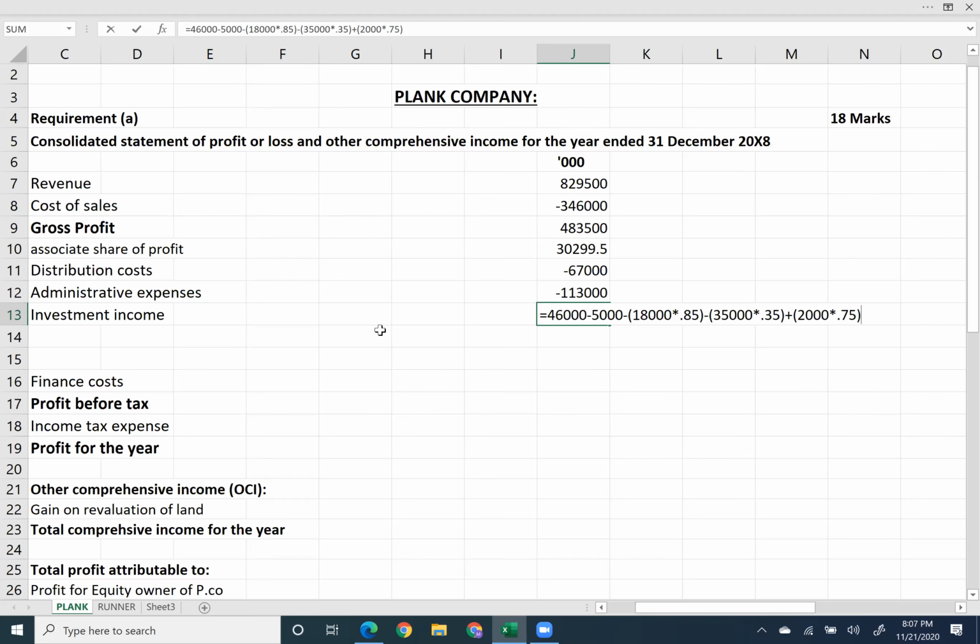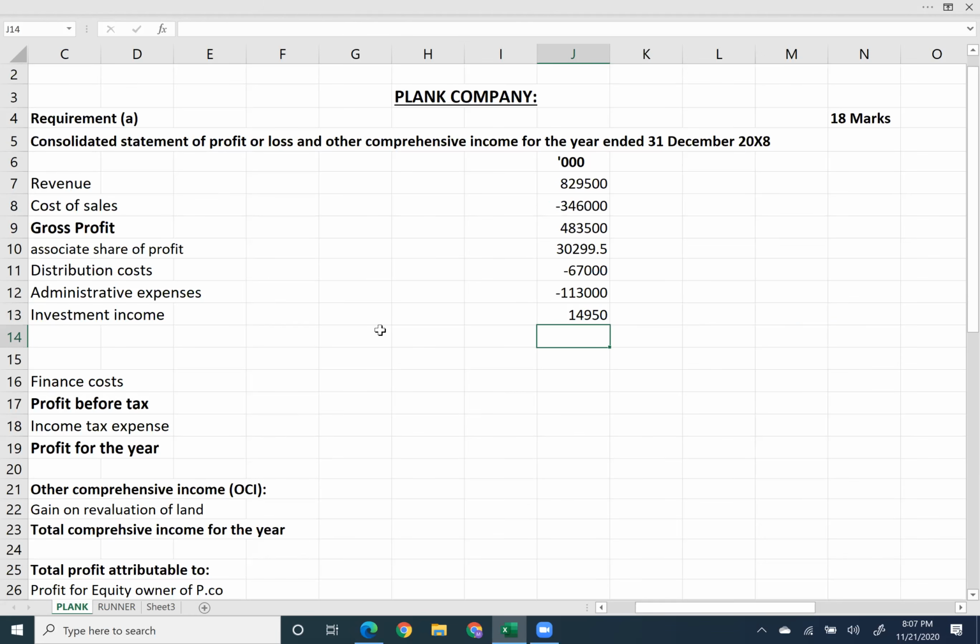Now, I'm not pressing enter right now. You first see this formula. See, 46,000. I just removed the intercompany interest income, then both dividends I have removed. And then I have added 75% of the subsidiary investment income. It's 14,950. Okay.